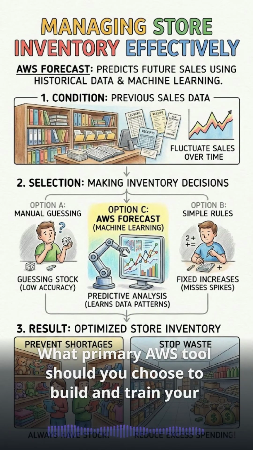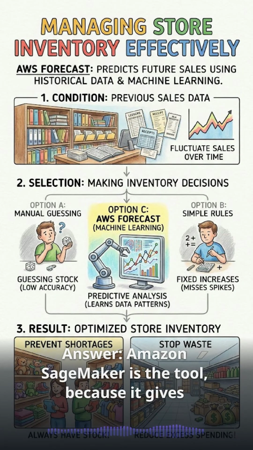8. What primary AWS tool should you choose to build and train your machine learning computer models? Amazon SageMaker is the tool because it gives you everything needed to build smart predictive programs.